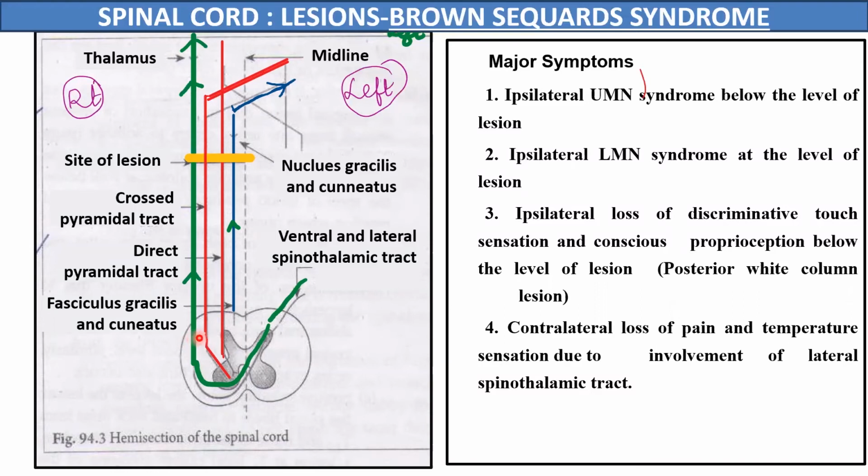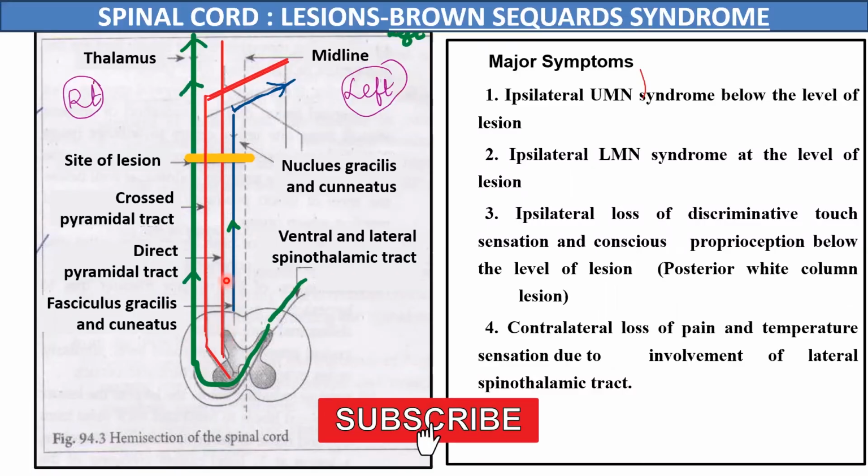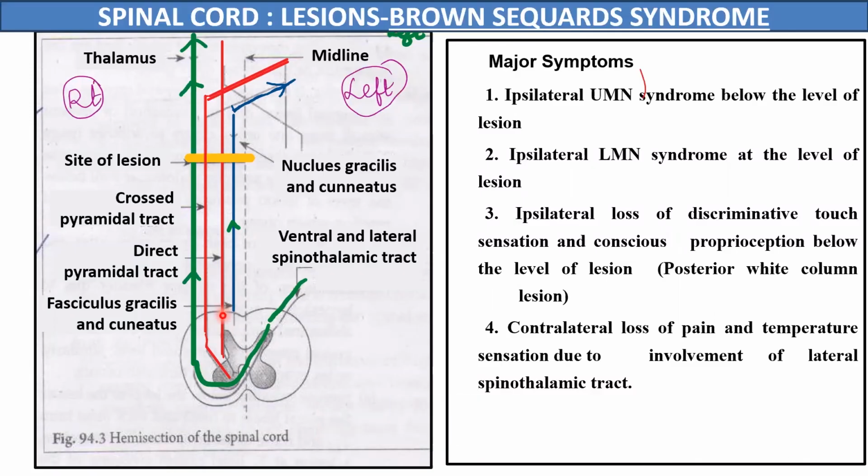Now, the second sensory symptom will be due to the involvement of the posterior column. So now here we can see this right posterior column is carrying the sensations of touch and conscious proprioception from the right half of the body. It only crosses at the level of the medulla. So if there is destruction of this right posterior column, there will be loss of touch sensation and conscious proprioception from the right side of the body. So the sensory symptoms in the patient will be contralateral loss of pain and temperature, but ipsilateral loss of touch and conscious proprioception.